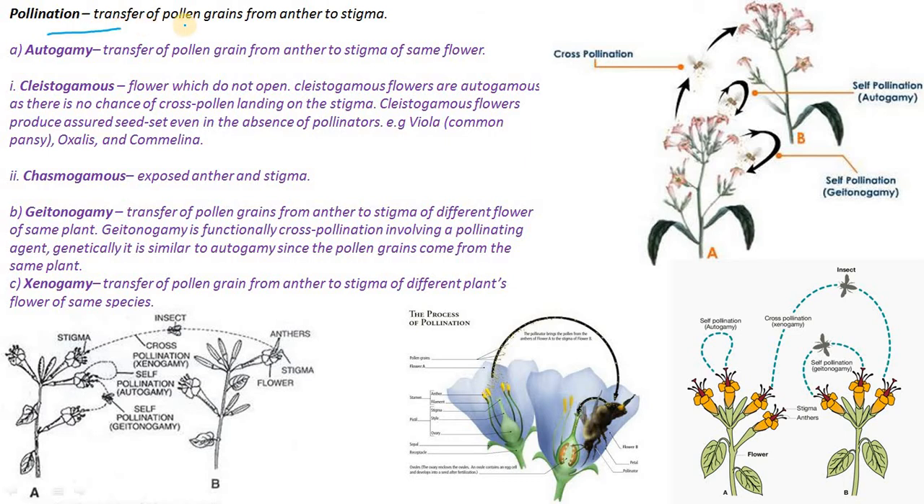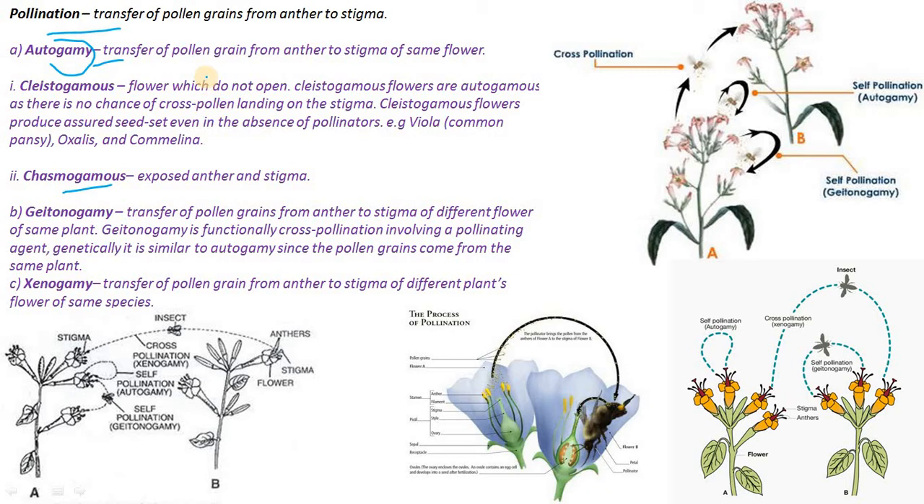The pollination, as we can see from the above discussion, is a transfer of pollen grains from anther to stigma in simple words. So there are several methods or techniques which plants follow to do the pollination. Those are autogamy, cleistogamy, and chasmogamy.